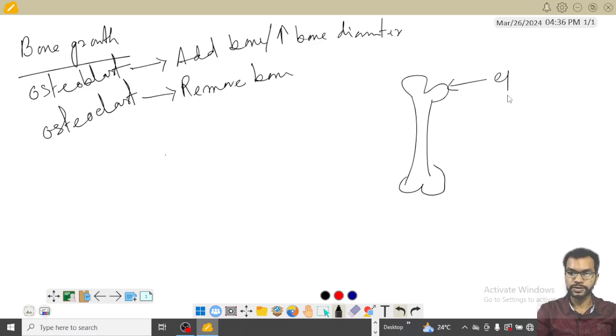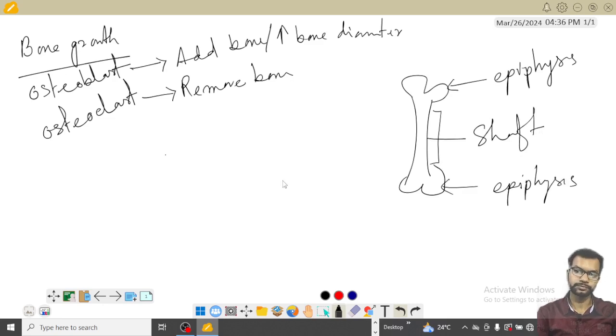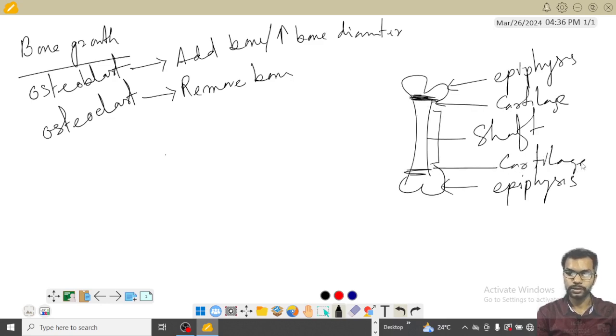This is known as the epiphysis, and this portion is known as the shaft. This is again epiphysis. During early days, what happened? There is epiphyseal cartilage here, cartilage in here also, and here. In the presence of growth hormone, this shaft region is increased by using the cartilage of the epiphysis.